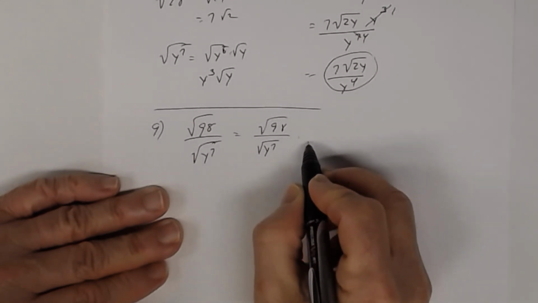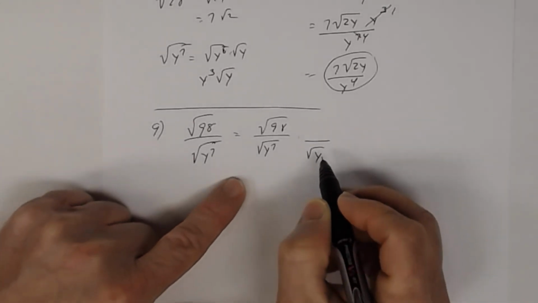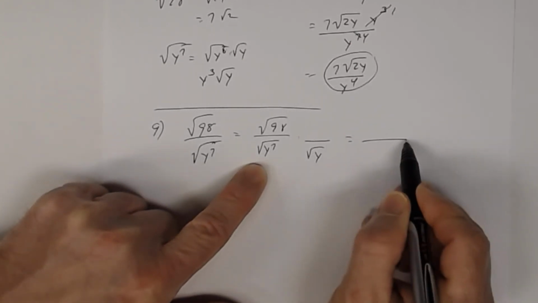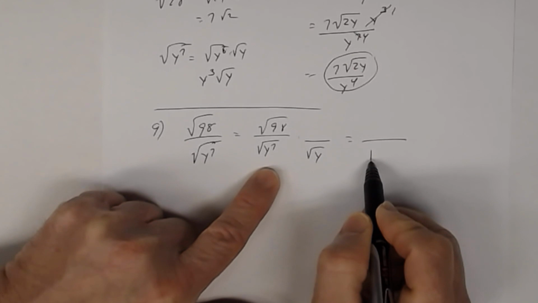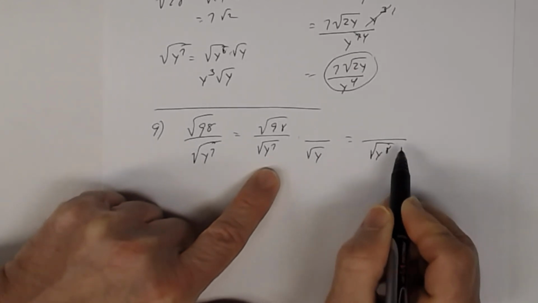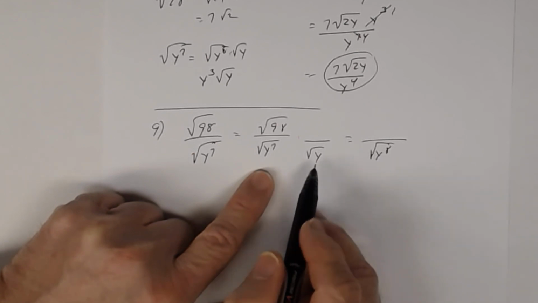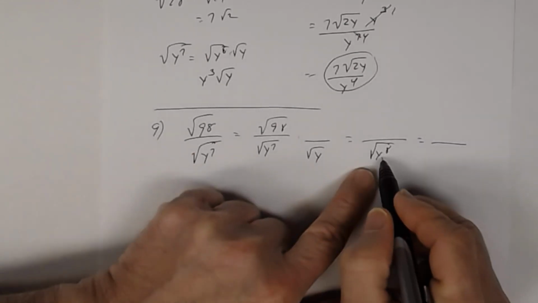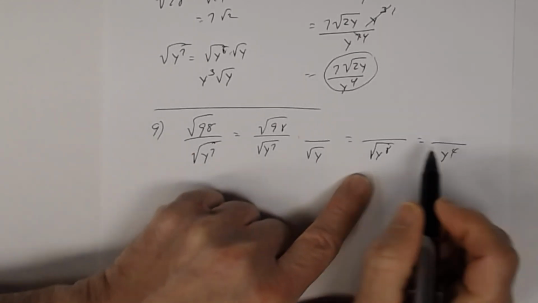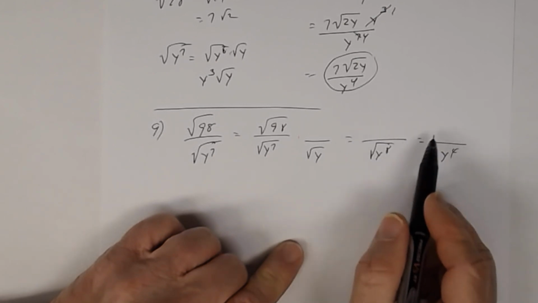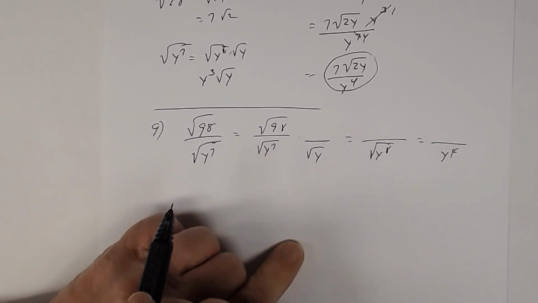Isn't it true that if I multiply the denominator by the square root of y, this becomes the square root of y to the 8th, right? 7 plus 1 is 8. And then the square root of y to the 8th is just y to the 4th. And hey, look, isn't that what we got right here? See that? Now you just got to go ahead and fix all these numerators.